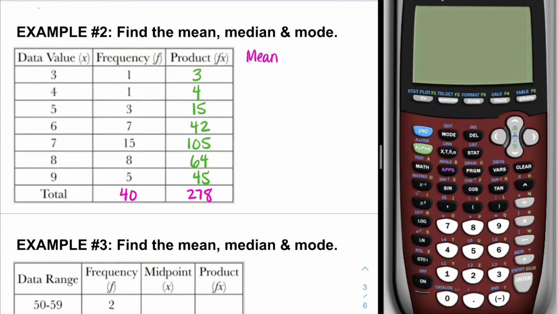So if I want to find my mean, it's going to be equal to 278 divided by 40. And 278 divided by 40 is equal to 6.95.